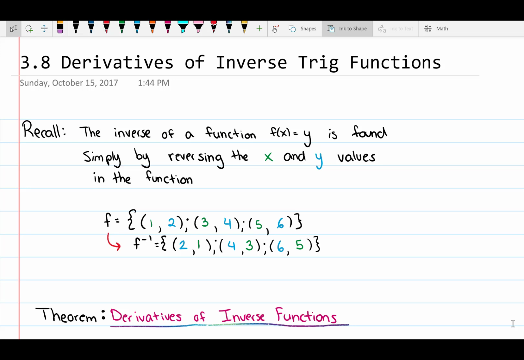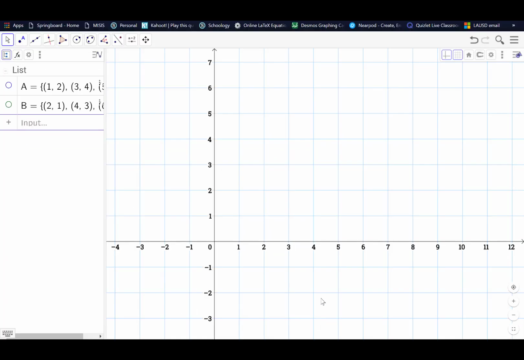The first thing I want you to remember is the inverse of a function f of x equals y is found simply by reversing or swapping the x and y values in the function. So if my function is defined as the points (1, 2), (3, 4), (5, 6), the inverse function would be (2, 1), (4, 3), (6, 5). And I want to show you exactly what I'm talking about.